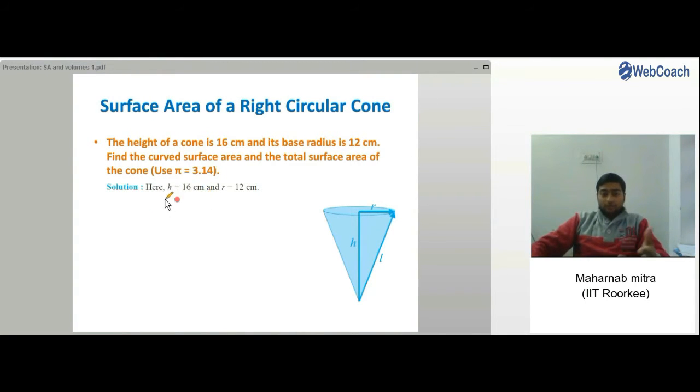So here we start with the solution by specifying the given values. h equals 16 centimeters and r equals 12 centimeters. So from the Pythagorean theorem we can find out the length of l very easily. The hypotenuse squared equals height square plus radius square. So by taking square roots on both sides we get square root of 16 square plus 12 square, and if you work it out you will end up with 20 centimeters as the slant height or the lateral height.